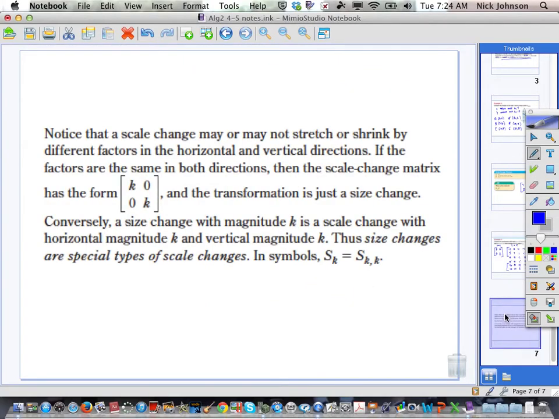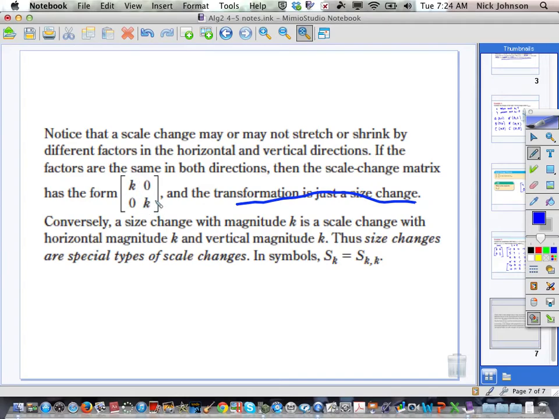Notice that a scale change may or may not stretch or shrink by different factors in the horizontal and vertical directions. If the factors are the same in both directions, then the scale change matrix is in the form of just a size change. Okay? Size changes are special types of scale changes where the values right here are the same. And I think we talked about that before.